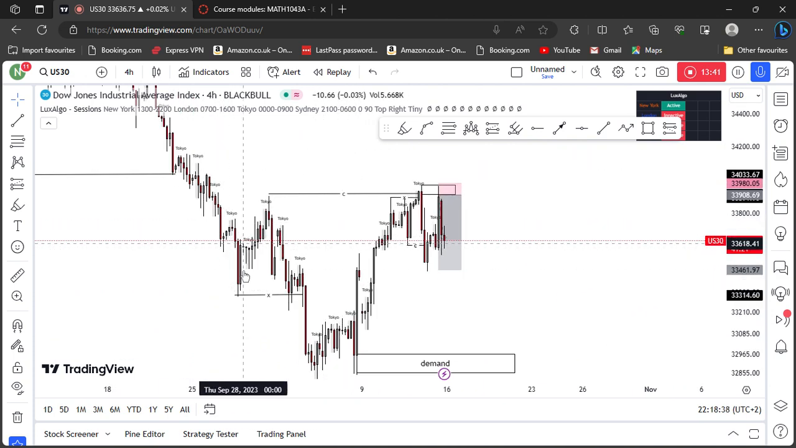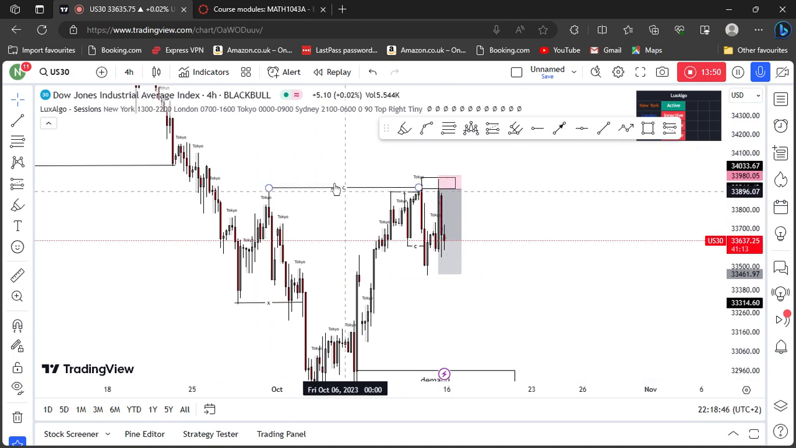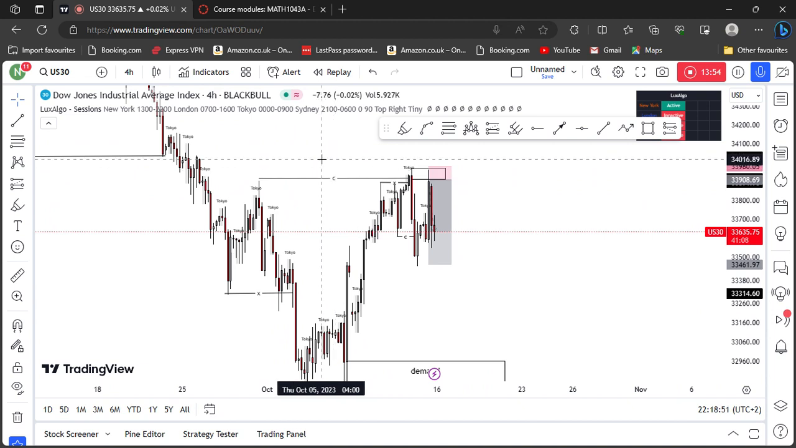So you see what the price did. The price gave me this break of structure. It went up. It broke that high right there to indicate the price is now looking for buyers, right? Because we have a change of character to the upward direction, right?